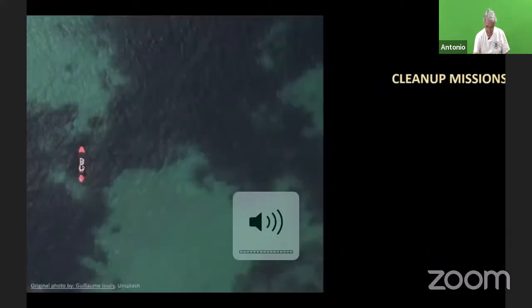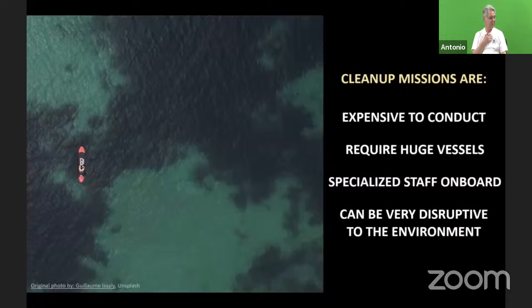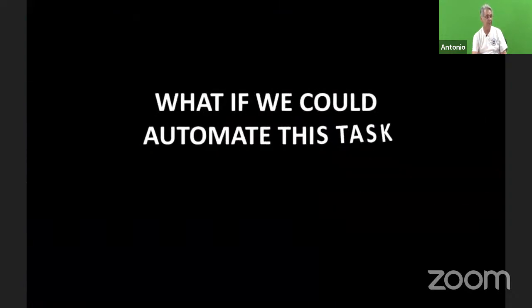Cleanup missions are usually very expensive to conduct. They require large vessels, specialized staff on board, and can also be very disruptive to the environment. But what if we do not make these tasks?